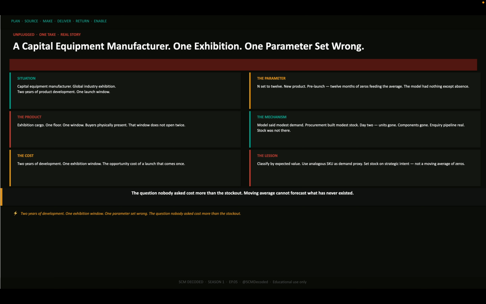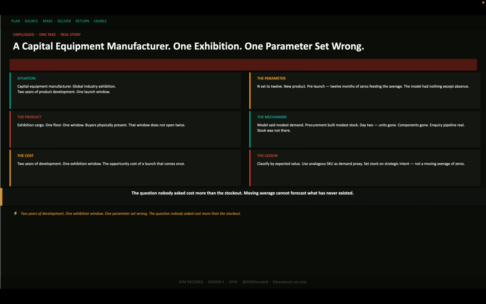The root cause was not logistics here, not the sales forecast. N was configured for a mature product catalog, applied unchanged to a product that had never sold a single unit in its life. N is not just wrong for stable products that change, it is lethal for products that have no history at all. New launches need different parameter logic or no moving average at all. For a new product with no history, classify it by expected value, use an analogous SKU as a demand proxy, and set stock based on strategic intent, not on a moving average of zeros.